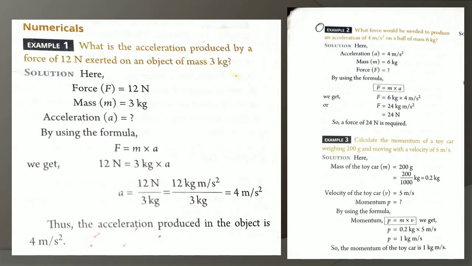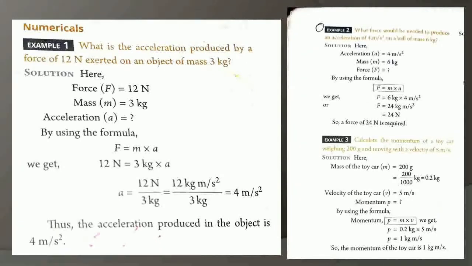Our next example is, what force would be needed to produce an acceleration of 4 meter per second square on a ball of mass 6 kg? Clear? That means here acceleration is given, mass is given, and we have to find the force which is needed to produce that acceleration. So first we will write all the values, acceleration and mass. Clear?